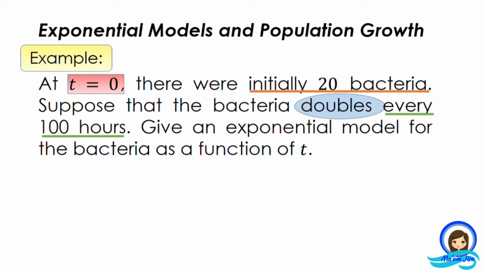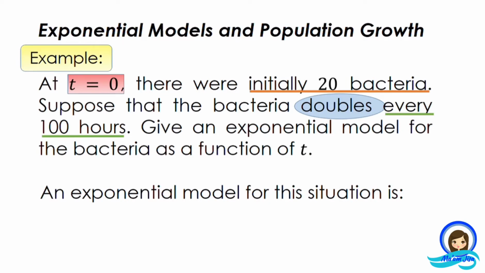So using the model that I have presented a while ago, the exponential model for the population growth of that particular bacteria is y equals 20. This is the initial number of the bacteria. Next, 2. It's because it doubles. In our problem, the bacteria doubles every 100 hours. So, small letter t over 100. The big letter T is 100. So, our exponential model for this situation is y equals 20 times 2 to the exponent of t over 100.